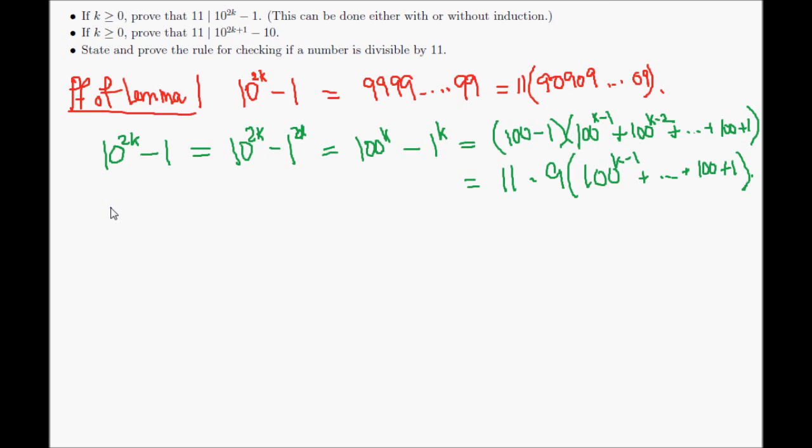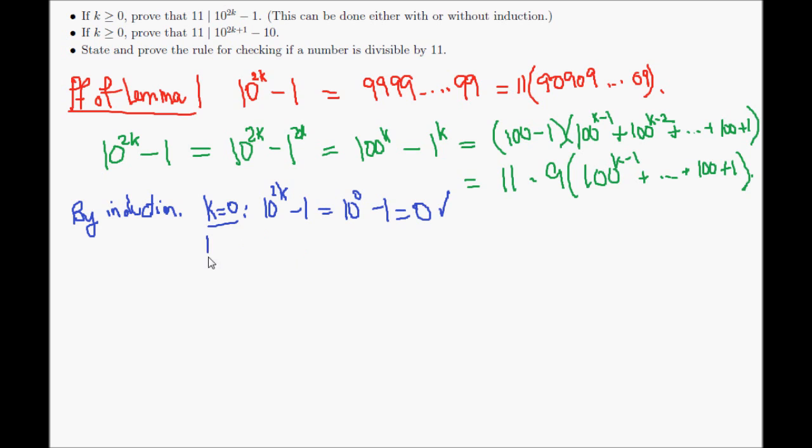A more formal way would be by induction. So the last proof is by induction. So the k equals 0 step. 10 to the 2k minus 1 is equal to 10 to the 0 minus 1, which equals 0, and 0 is a multiple of 11. In fact, 0 is a multiple of anything.